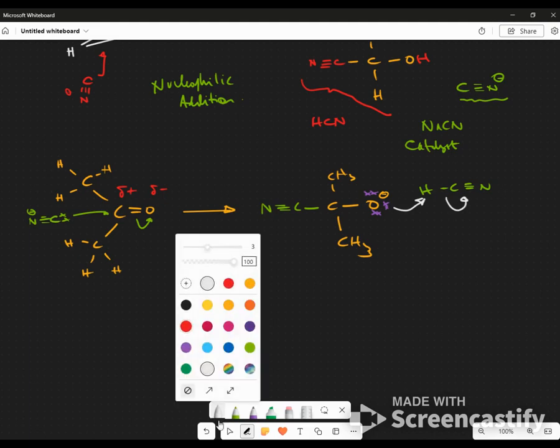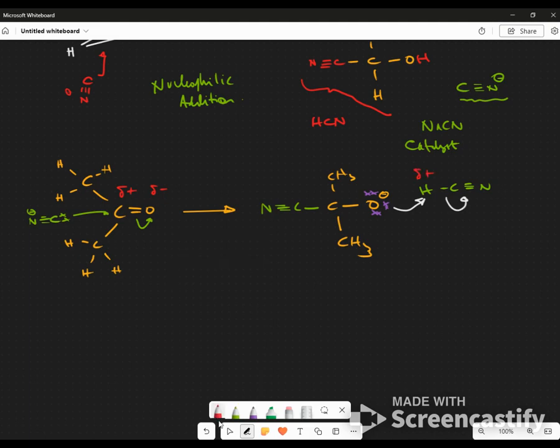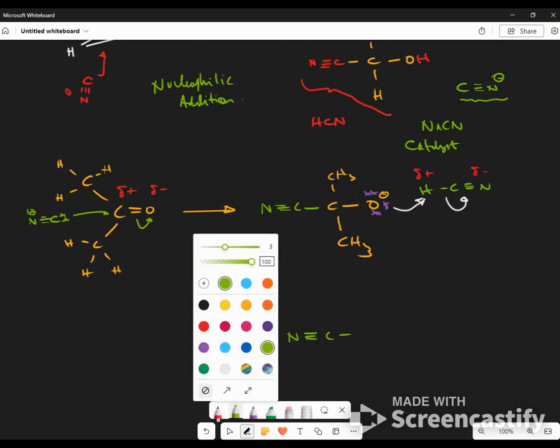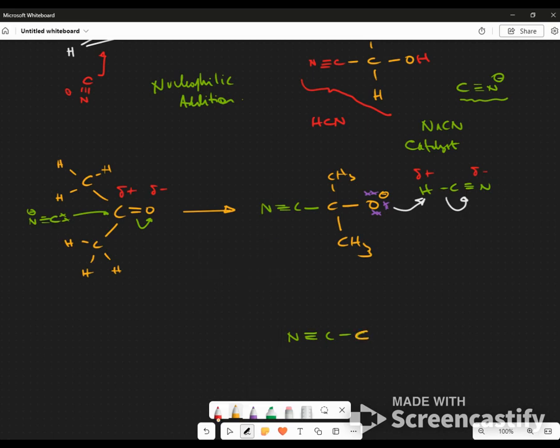Why do they do that? Because this is partially positive, this is partially negative, and what do we get? We end up with this thing. I'm trying to keep the colors consistent. So that's C, CH3, CH3, O, and this new one, H, plus the cyanide ion there. So there you go. You get that thing and the other thing.